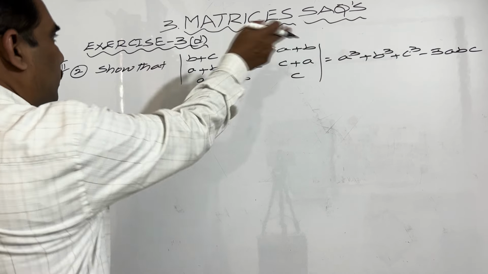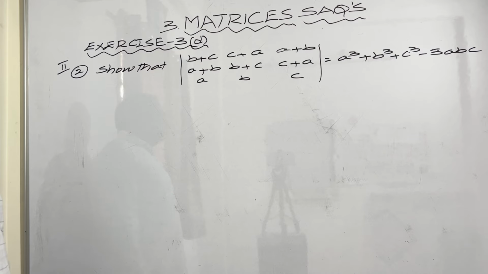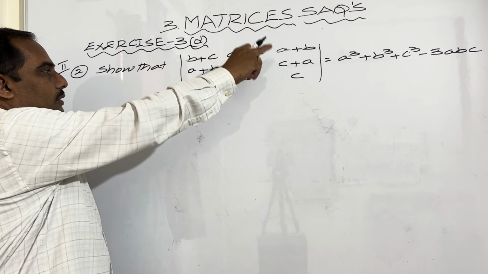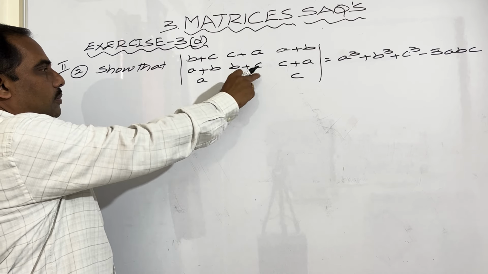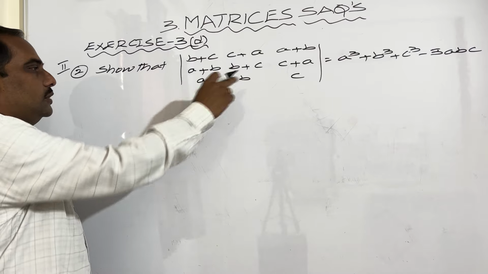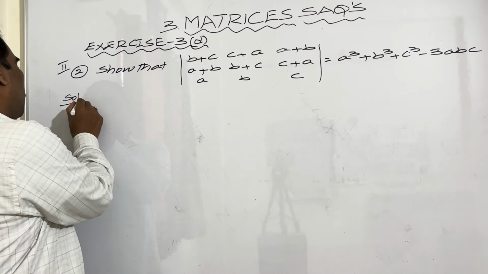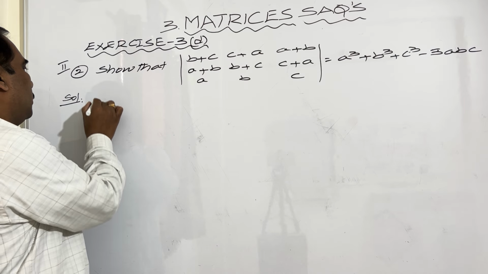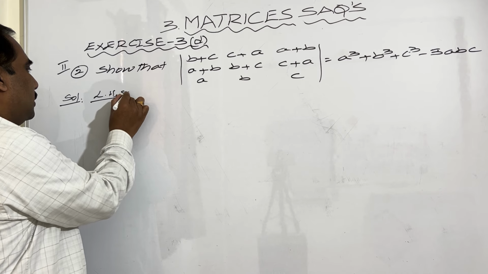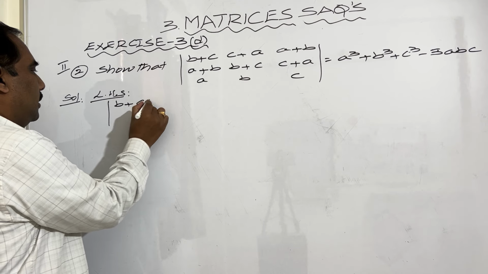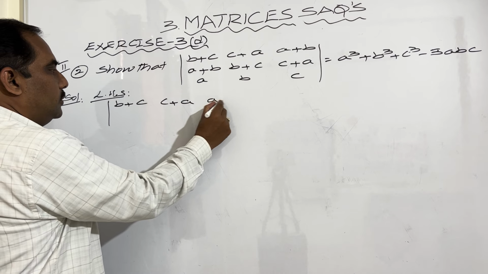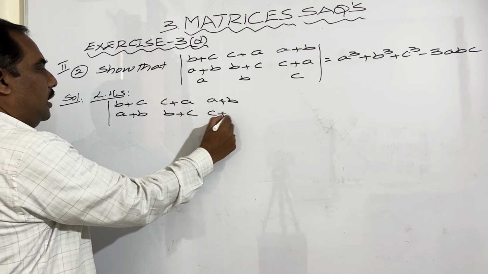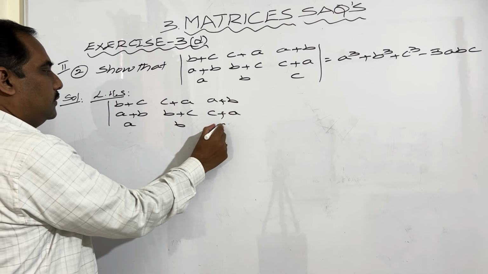In this video we are going to discuss matrices SAQs, exercise 3D, section 2, second problem. Show that the determinant of the rows (B plus C, C plus A, A plus B), (A plus B, B plus C, C plus A), and the last row (A, B, C), is equal to A cubed plus B cubed plus C cubed minus 3ABC. Now I am taking the LHS, which is this determinant.